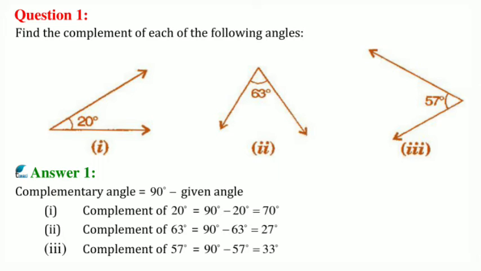See here in the second answer, the complement of 63 degrees gives you 90 degrees minus 63 degrees. So you will get 27 degrees. Similarly, the complement of 57 is 90 degrees minus 57, you will get 33 degrees.